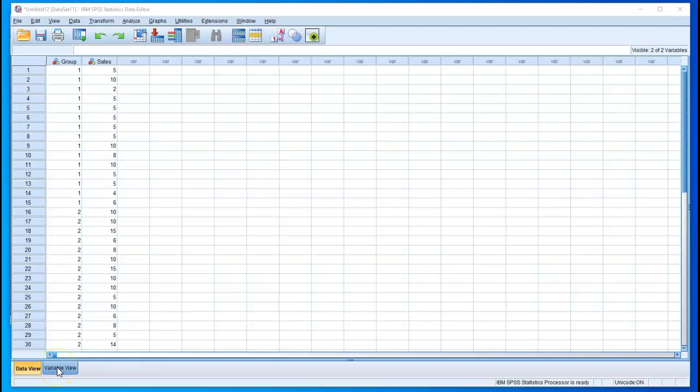Hello everyone and welcome. In this video, I'm going to show you how to do an independent measures t-test using SPSS. And in this case, I'm using version 25, but these instructions should work with any version of SPSS really that you're using. So in this example, I'm doing activity 7-3 from our book.